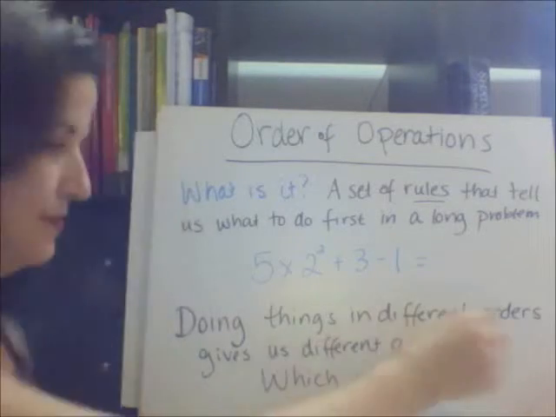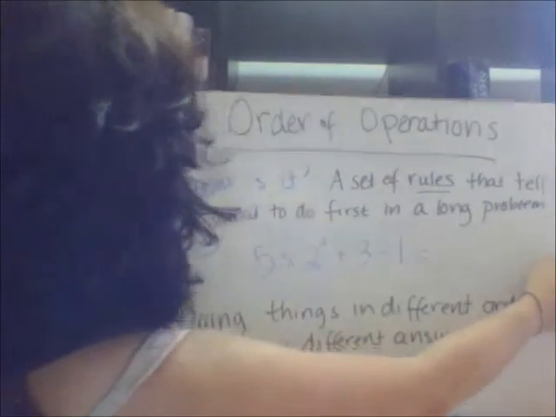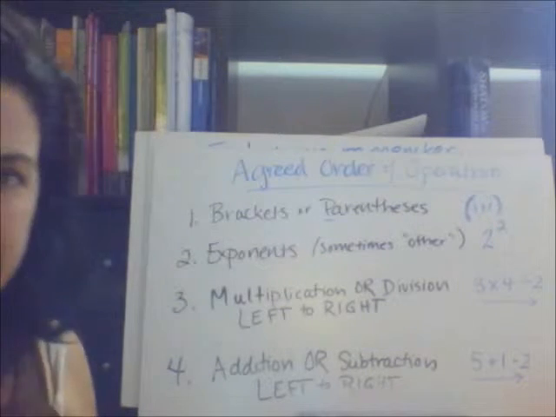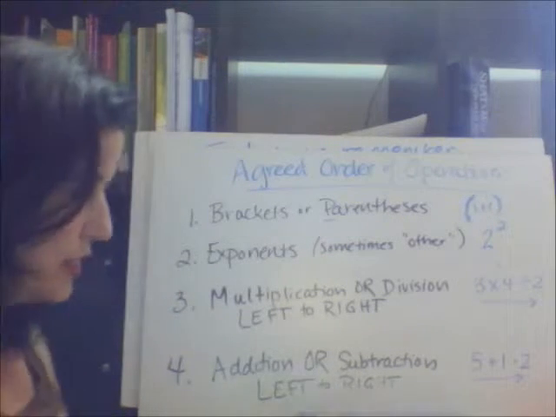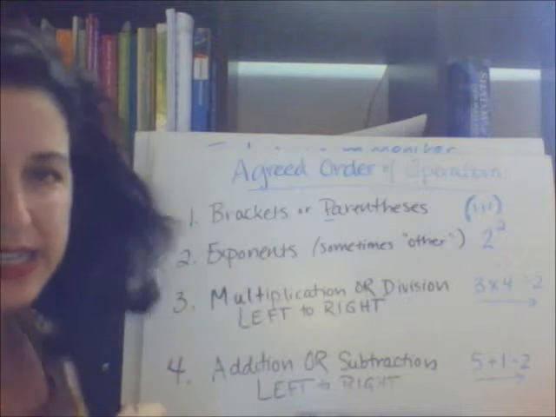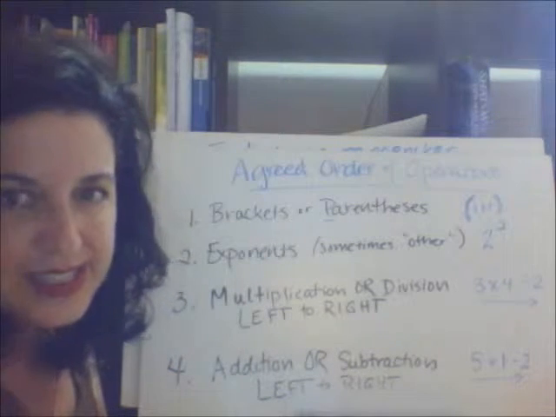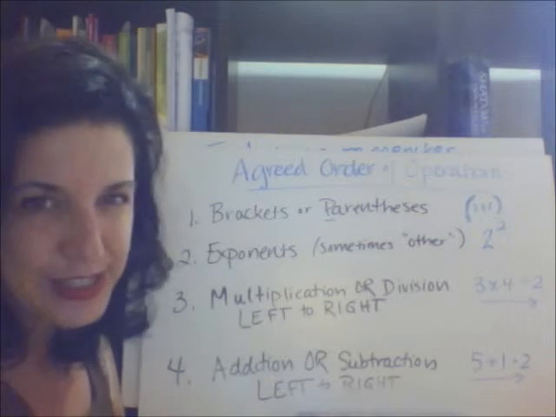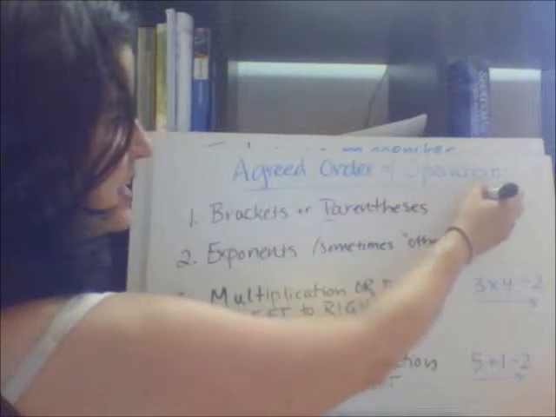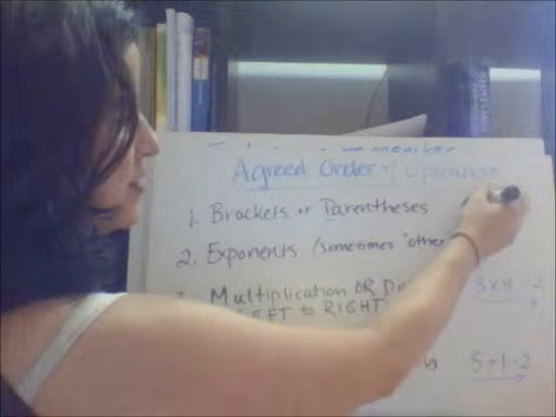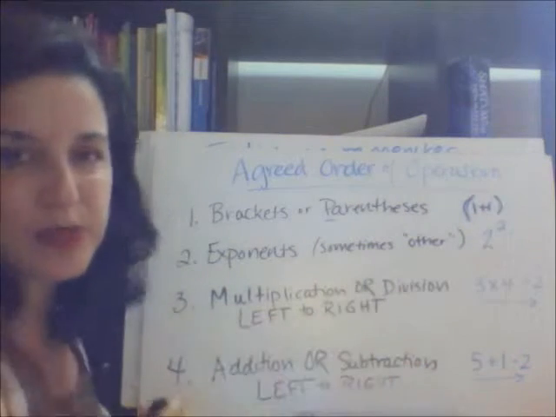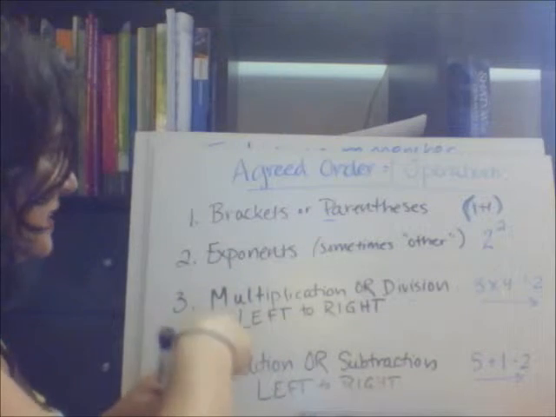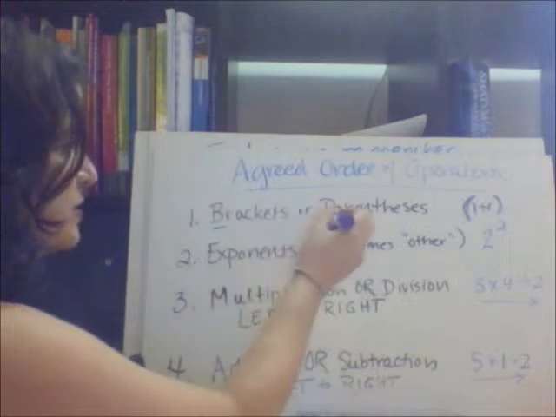So let's have a look. What is the correct order? This is what they agreed as the order of operations. The first thing you're going to do is the brackets. You sometimes will see parentheses, which is just the American term for brackets. So if we've got 1 plus 1 inside the brackets, you would do that one first. So that's the first one, brackets or parentheses.